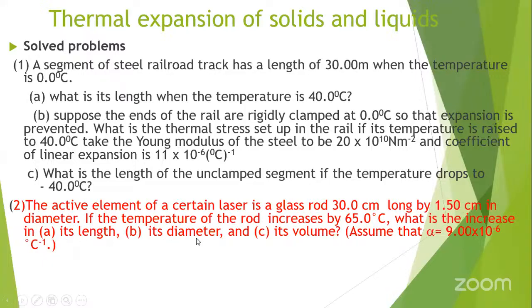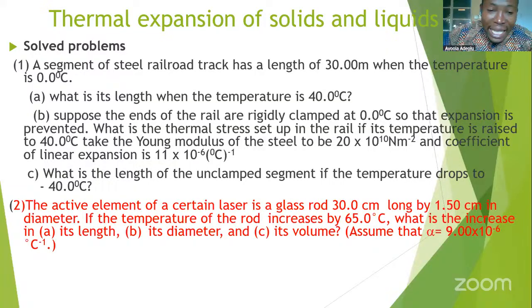Here I will use delta L is equal to Li alpha delta T. But in the case of the diameter, you cannot do that. Don't forget that you have a rod, like a very long cylinder, because it is glass. Now we have the top, which is the cross-sectional area. When you increase the temperature, that cross-sectional area also gets wider.